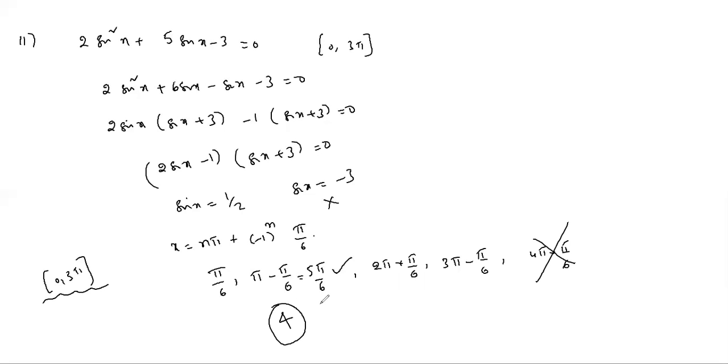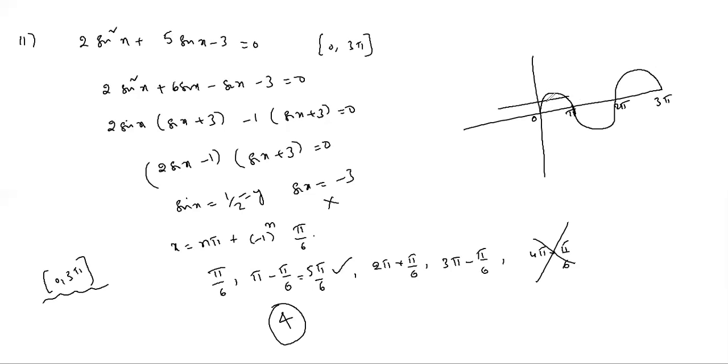Okay, understand? What we can do is use sin x equal to 1 by 2 between 0 to 3 pi. This is the graph: 0, pi, 2 pi, 3 pi. And sin x equal to 1 by 2, this is 1 by 2, a horizontal line. So it intersects the curve at how many points? 4 times. So 4 solutions.